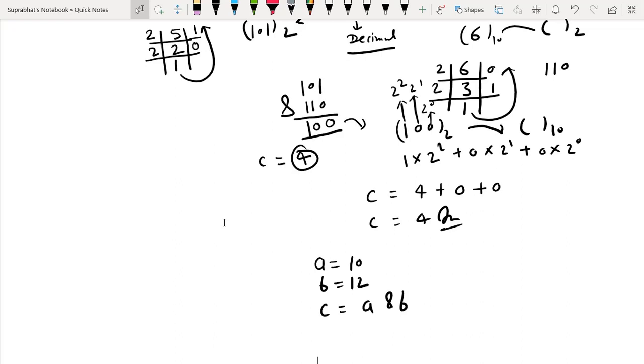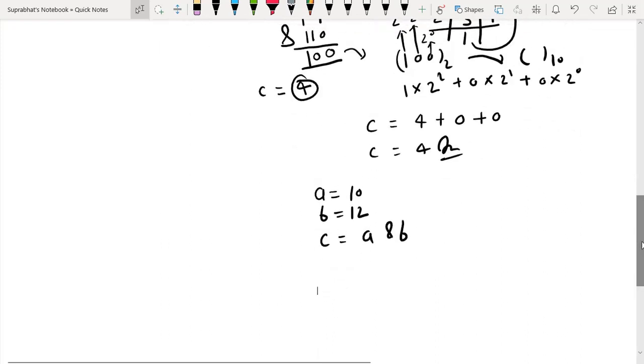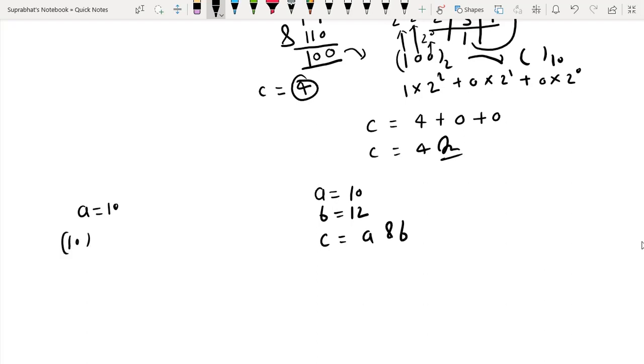Again I will explain. So let me explain, because only one answer I have got. So again I am explaining. Here again a equals 10. This 10 is in decimal. I have to convert this decimal into binary. So first of all I will divide this 10 by 2.